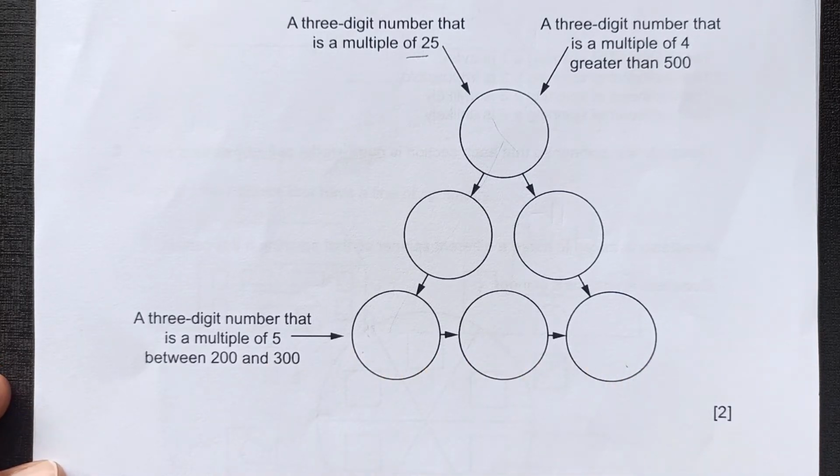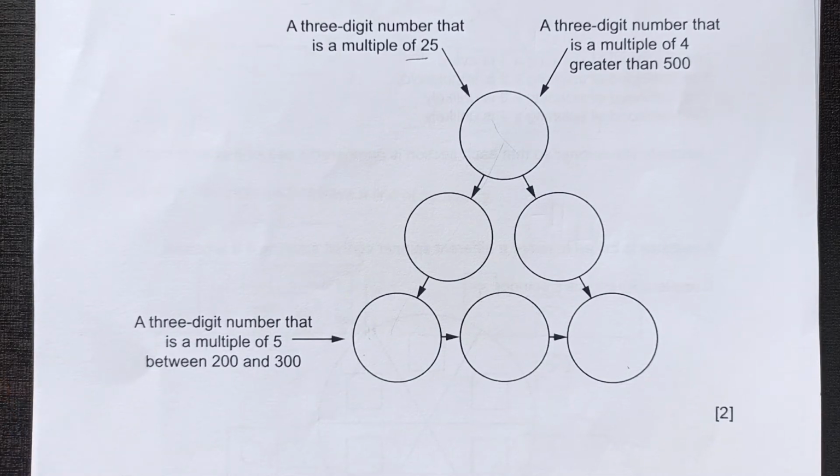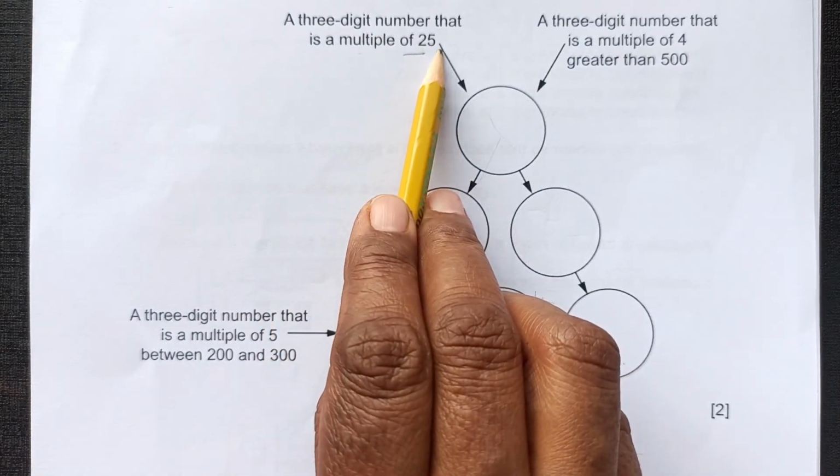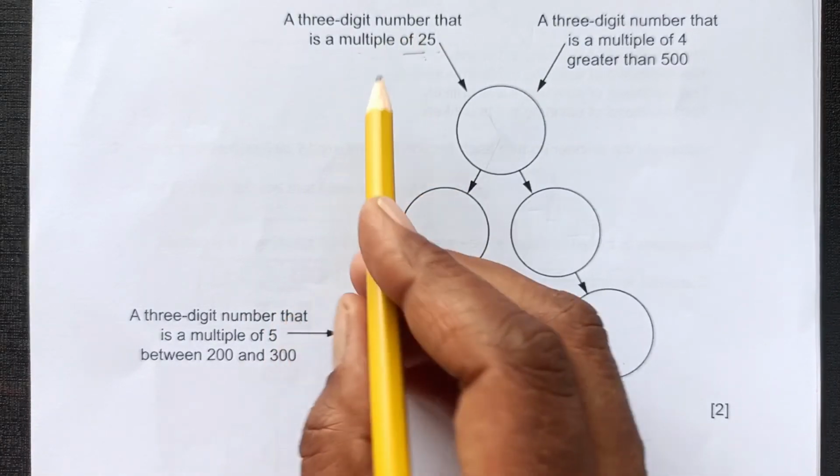Okay, so now let's figure it out. How can we do that? Which one seems easy? A 3-digit number that is a multiple of 25. There are many multiples of 5.